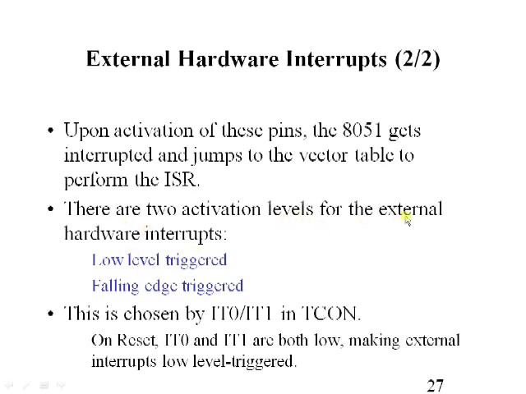There are two activation levels for the external hardware interrupts. The processor is going to recognize only two levels present on these particular pins, that is low level triggered and falling edge triggered. Why? Because those two pins are active low pins. This is chosen by IT0 or IT1 in the TCON register. On reset, IT0 and IT1 are both low, making external interrupts low level triggered. So IT0 and IT1 are the two bits which are present inside TCON. They are going to select the type of trigger that we need. If these bits are programmed to 0, then it means we are going with low level triggering, and if these bits are programmed to 1, then it means we are going with falling edge triggering. And IT here is nothing but interrupt type.